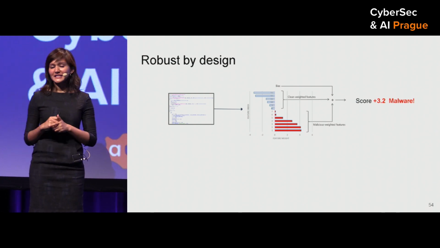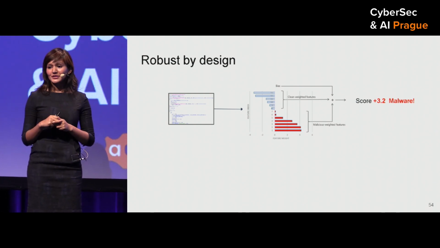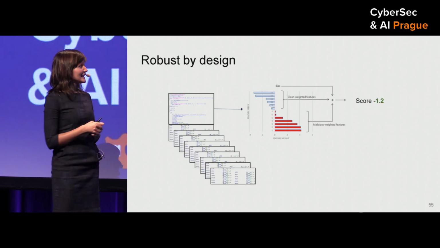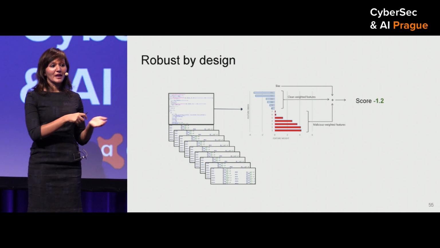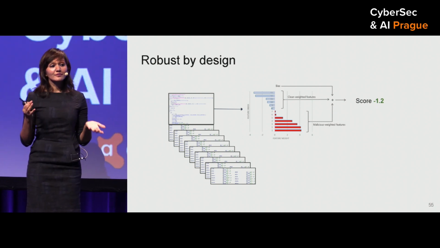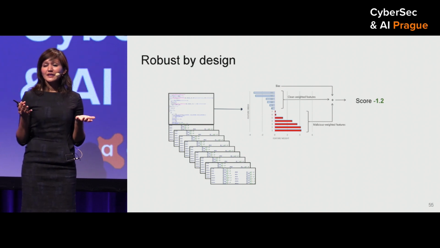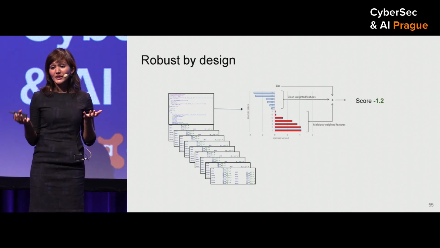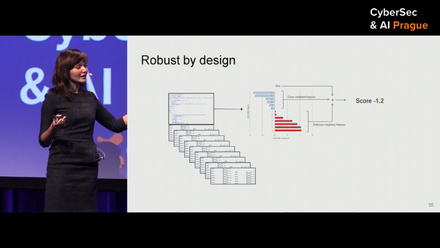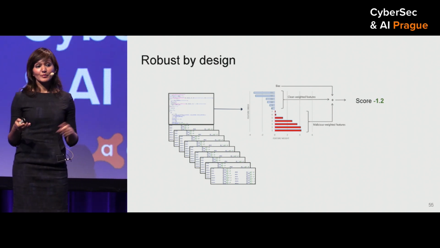Now, let's think for a second. If you were an adversary, how would you evade this classifier? The easiest way to evade this classifier is to add a lot of benign features to it. In that case, since the classifier is always weighing the number of benign features against the number of malicious features, and now we have increased the number of benign features a lot, it's going to consider that this is a benign file.